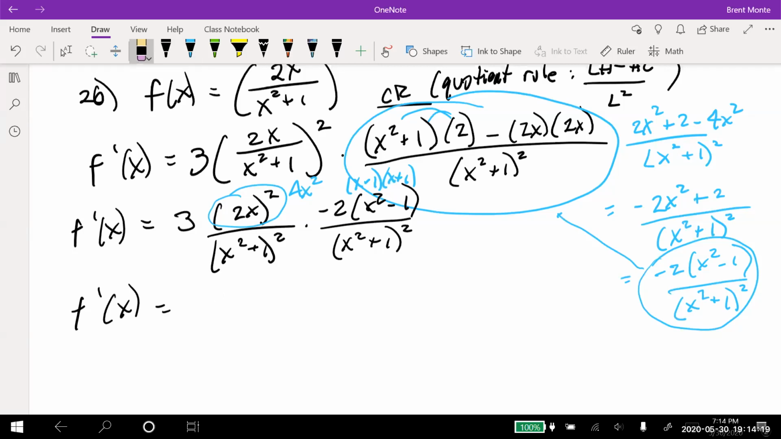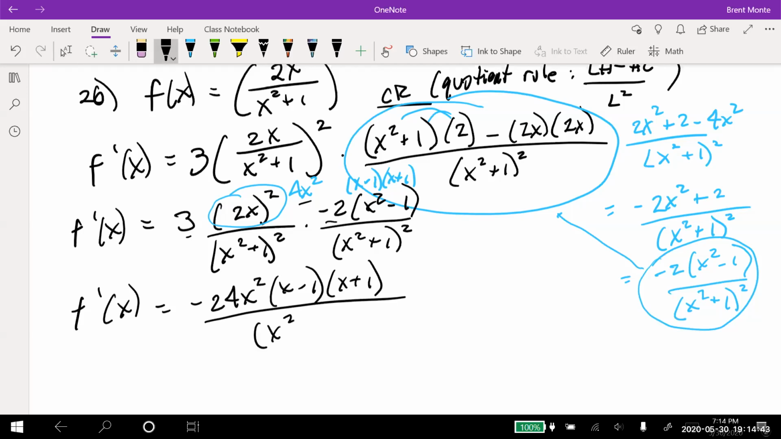So instead of the negative 6, I've got the 3 times the 4x squared times the negative 2. So 3 times 4 is 12, times negative 2 is negative 24x squared times x minus 1, x plus 1. All divided by, these are the same thing on the bottom. I add the exponents to get the fourth power. Nothing reduces, but there it is all factored out pretty.